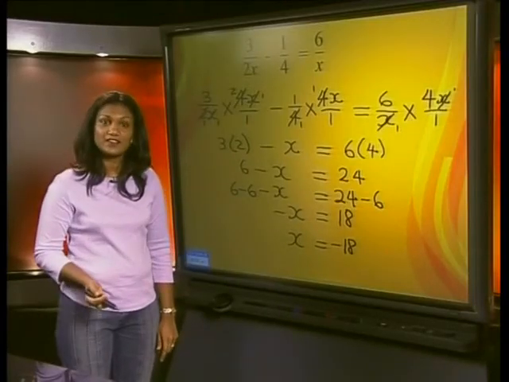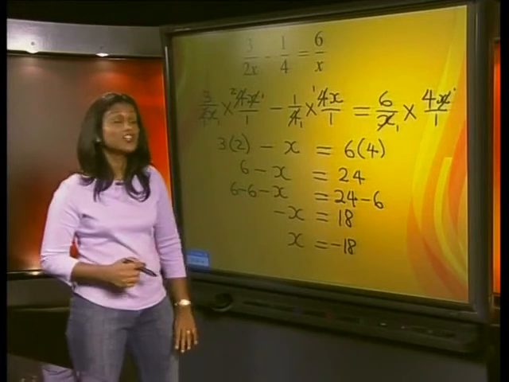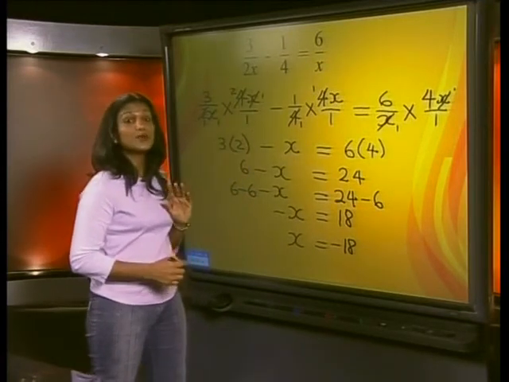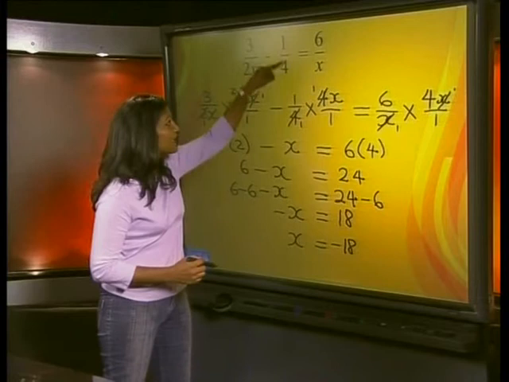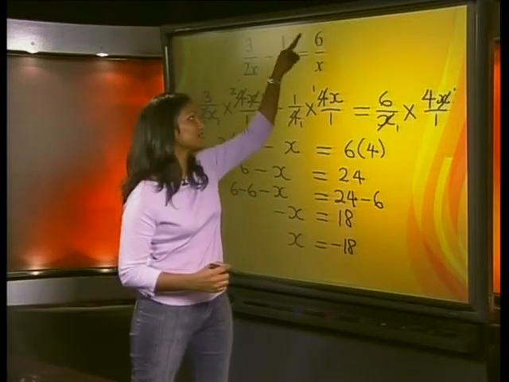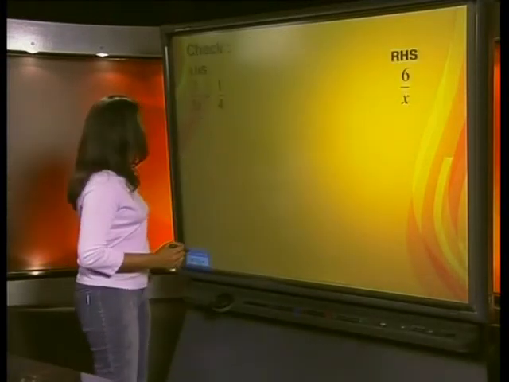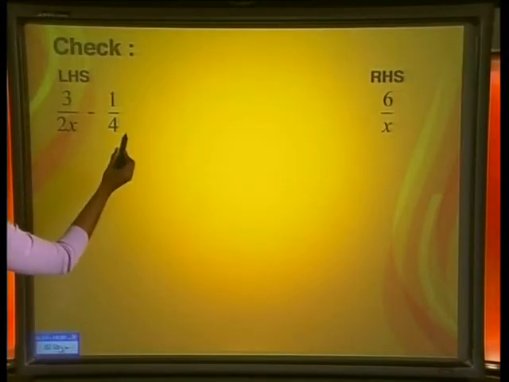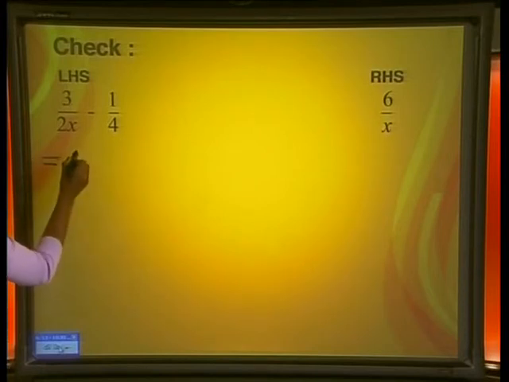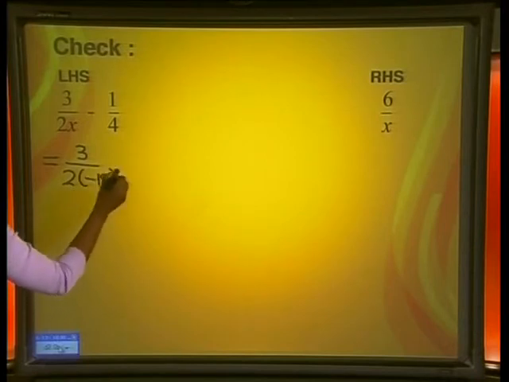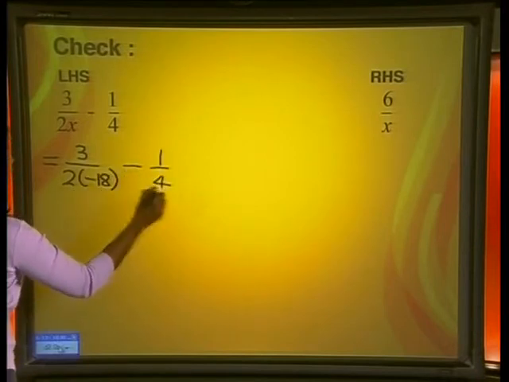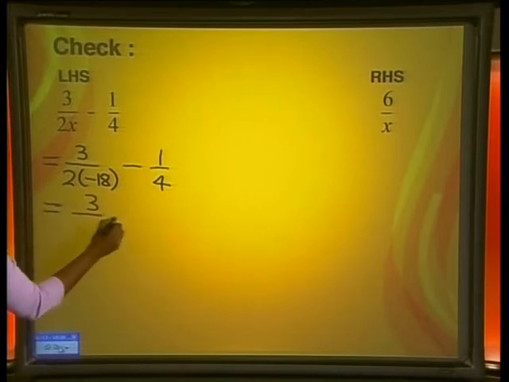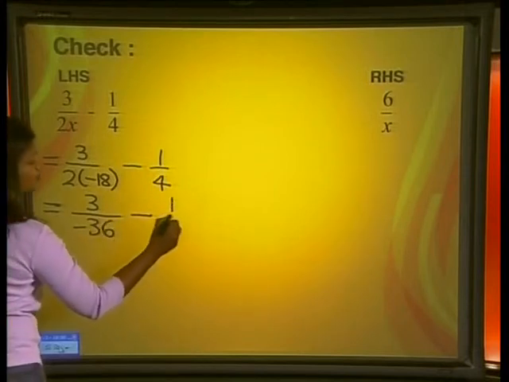Let's check our answer. Now, if we substitute negative 18 into our original equation, our answer will be correct if the left-hand side is equal to the right-hand side. The left-hand side is equal to 3 divided by 2x minus a quarter. Let's substitute negative 18 for x. We get 3 divided by 2 times negative 18, which gives me negative 36, minus a quarter.